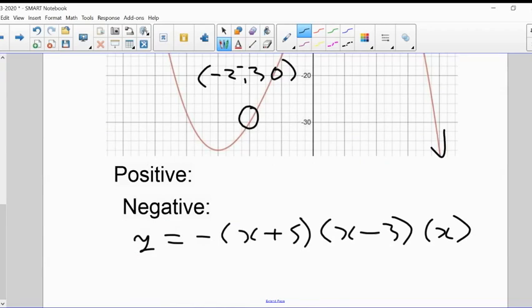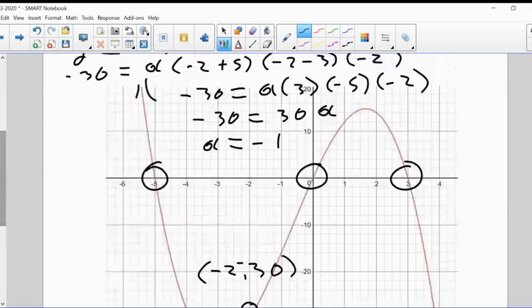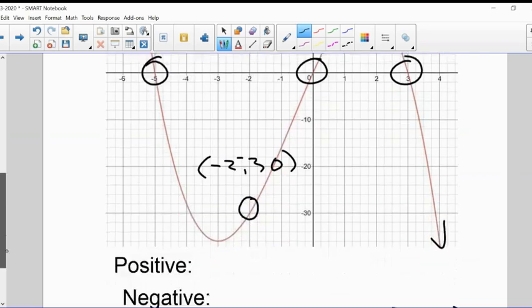All these are order 1 zeros, and that makes sense because they're all going straight through the function. Right? They're going straight through the line. They're not bouncing as it is when it's an even order zero. It's just going straight through. So that makes sense, and that equation seems to square with what we expected the A to be. We expected the A to be negative, and it in fact was negative.